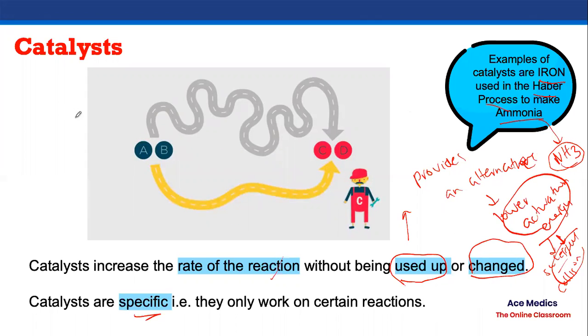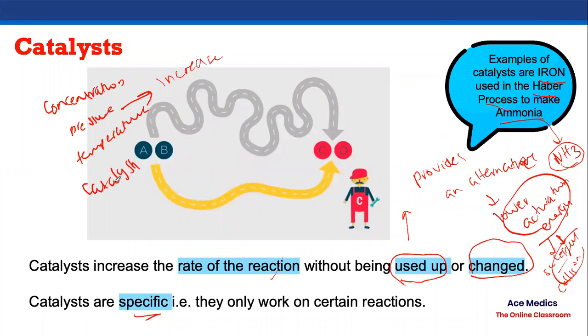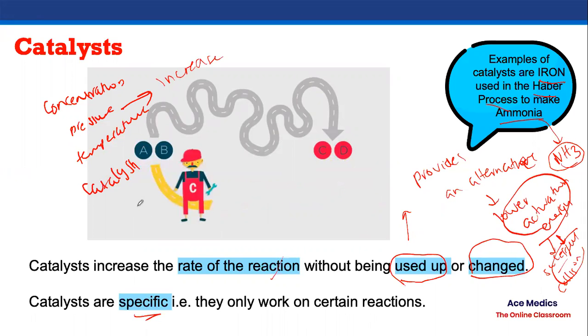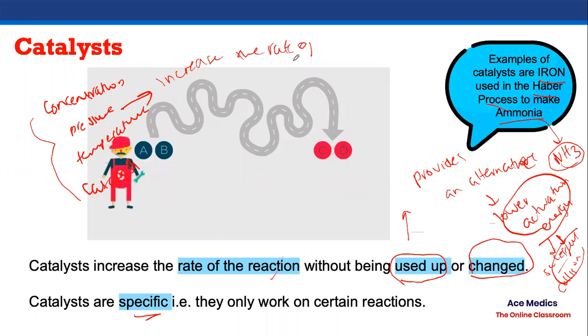So you have concentration, you have pressure, you have temperature, and you have catalyst, all involved in increasing, or it can decrease. So if you decrease the concentration, obviously the opposite happens. There'll be fewer molecules in that given volume, and you will have a slower rate of reaction. The same principle goes for pressure and temperature and catalyst. If you don't have a catalyst, then you won't have the quicker process. But all of these four things increase the rate of reaction.